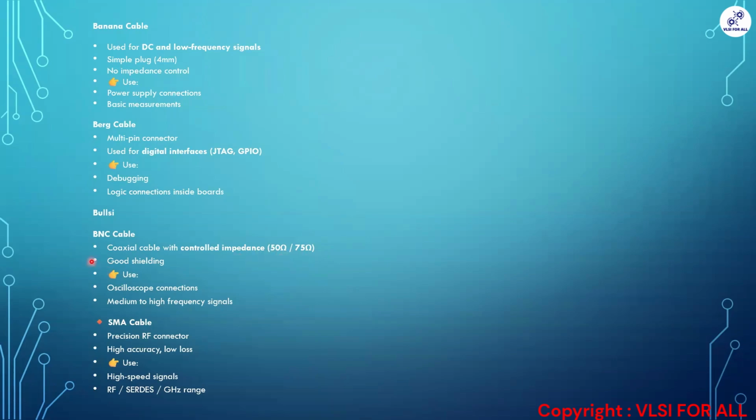So we use the BNC cable. If you see the oscilloscope connection, to connect the oscilloscope we have the BNC cable. It is for medium to high frequency signals. The SMA cable is similar to BNC, with high frequency and low loss. High speed signals use the SMA cable. For example, if you are using a vector network analyzer, at that time we use that cable.